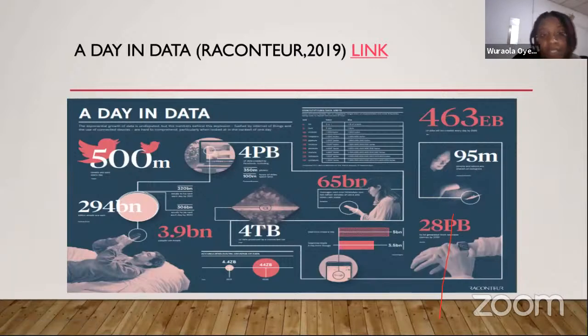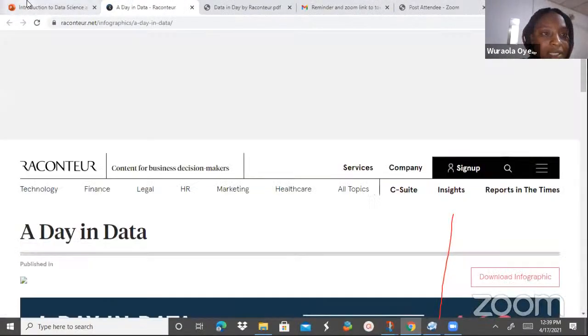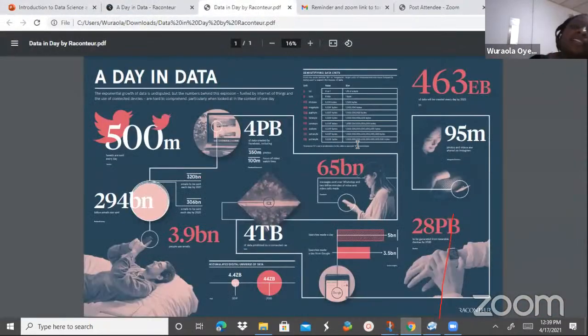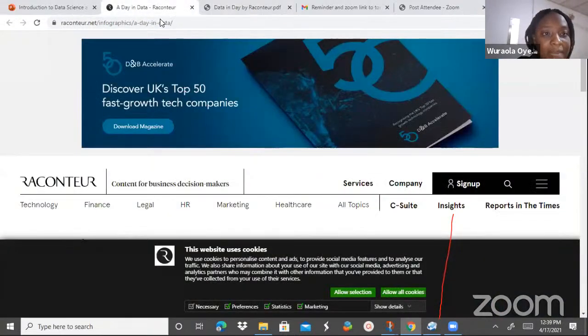I saw this online, and it talks about a day in data. This was done in 2019. It's old data, which means more has been done since. I included the link. Let me see if we can click on the link and give a better view of what data is and how much data is being generated all over the world. Let me put the link in the chat window.